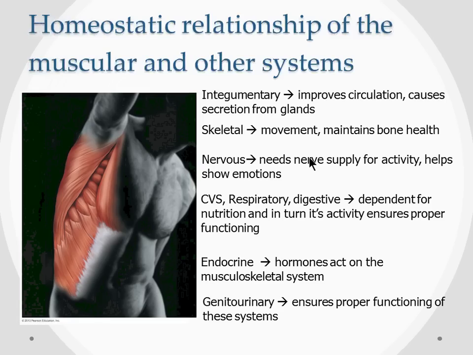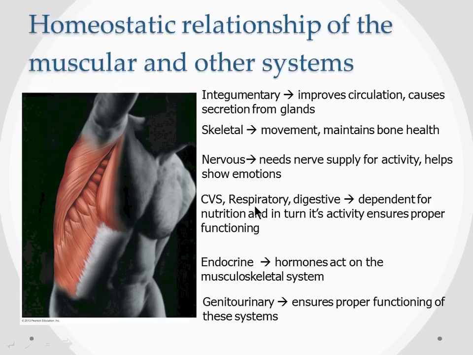Skeletal system is obvious. Muscles produce movement. They maintain bone health because the more you stress and move a joint or move bones, the more there is deposition of calcium. In the nervous system, remember, muscles need a nerve supply to be intact, because if the nerve is cut, they undergo what is called disuse atrophy. You remember that? I mentioned that. And also muscles in the face especially, they're inserted into the skin. So when the nerves stimulate them, you can show your emotions. So that's how it's related to the nervous system.